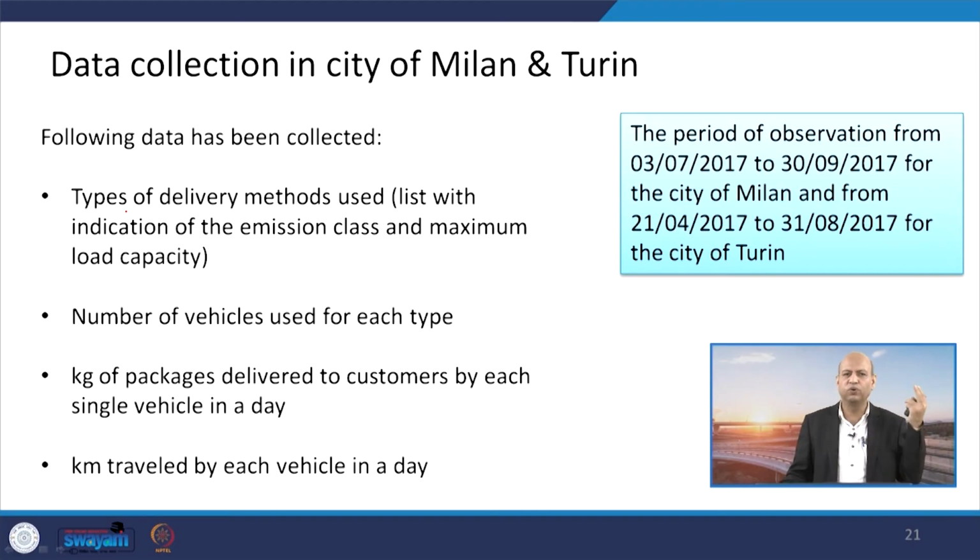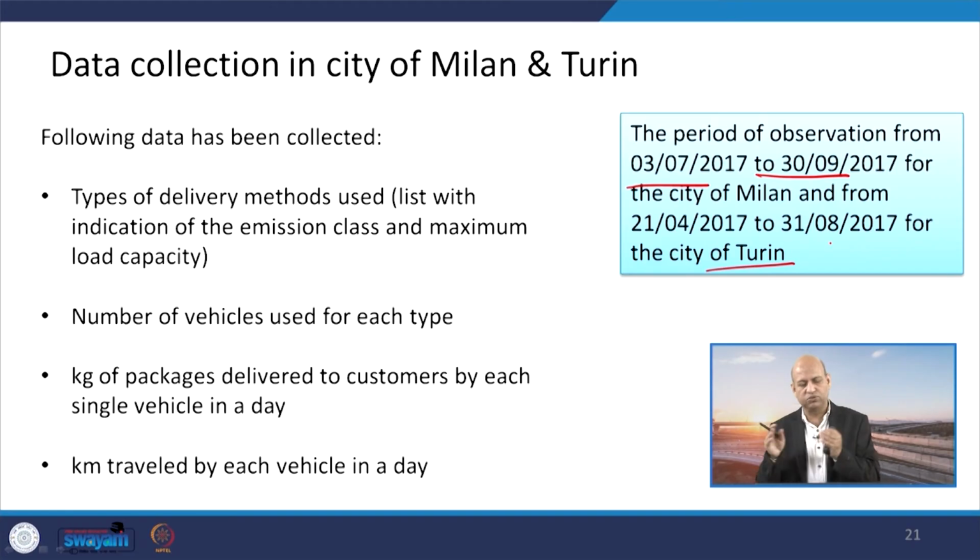There is no role of subjectivity in that case. The period of observation for this study was, for Milan, from July 2017 to September 2017, and in the case of Turin it was April 2017 to August 2017. So, this was the period for data collection and observations of the study.